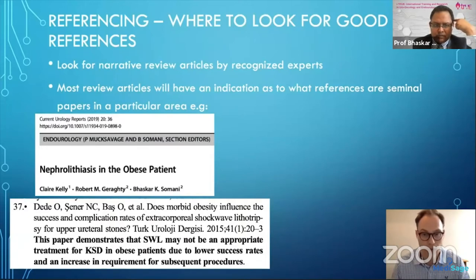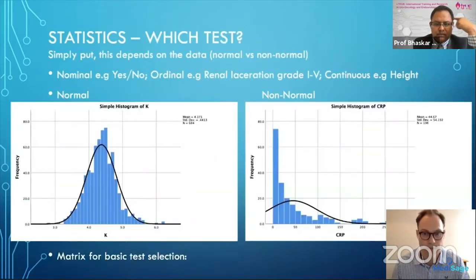So we have a little more time on statistics. I'm often asked which test to do in a particular scenario. And the answer, rather frustratingly, is it depends on the data. So we need to decide what sort of data you've got, whether that be nominal, ordinal, continuous, or survival time. If it's continuous data, then we further subdivide into normal and non-normal. This is also known as parametric or non-parametric.